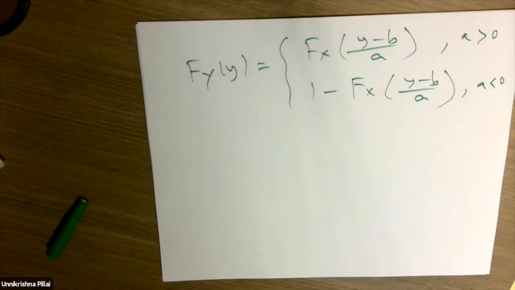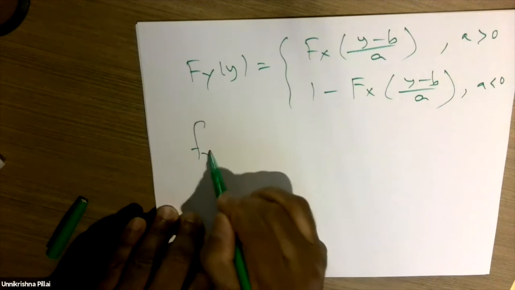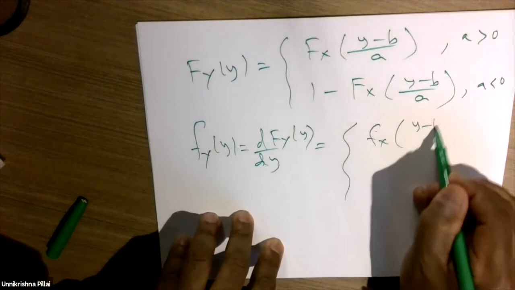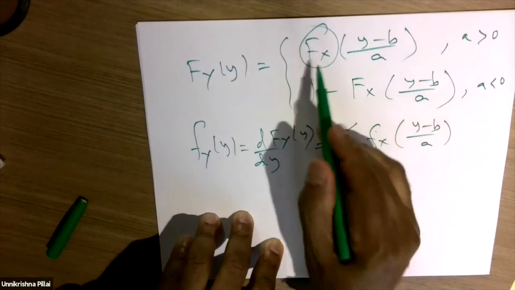So let's take the derivative there. If you take the derivative, you get f_Y(y), which is d by dy of F_Y(y). So this is f_X of (y minus b) over a, because the derivative of capital F is small f, with respect to, remember, the variable is y, not x. This X is just showing which random variable it refers to.